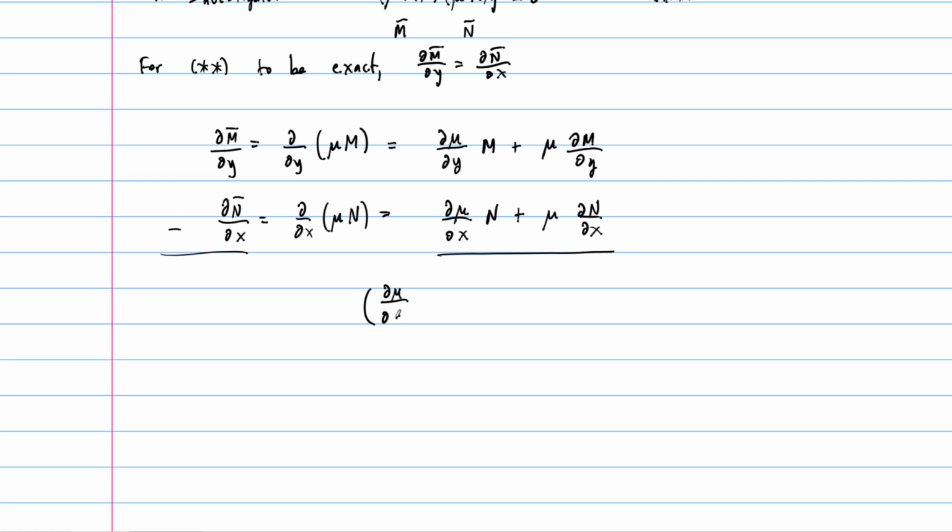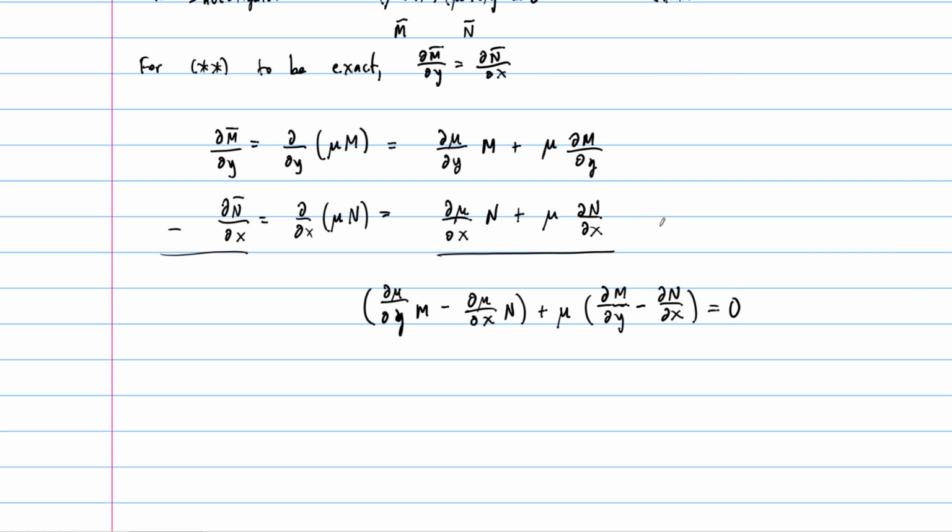d mu/dy times M minus d mu/dx times N, plus mu times, so I'm factoring out the mu, the difference I'll take of these two. So this will then be dM/dy minus dN/dx. And this is exactly what we had before, right? dM/dy minus dN/dx, and this should be 0.